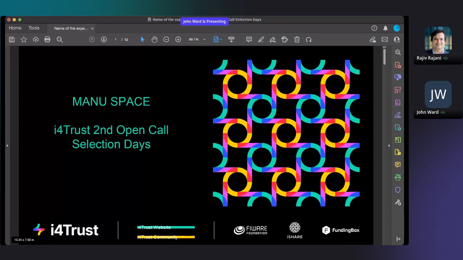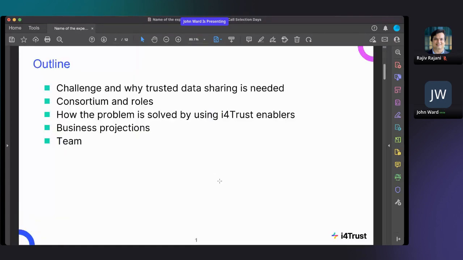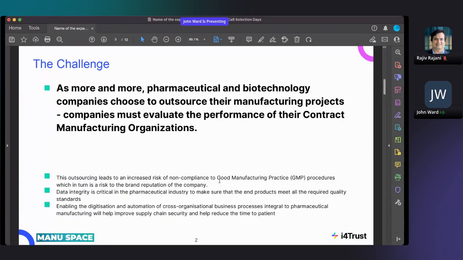Perfect. So I am John Ward from the ManuSpace Consortium. Our challenge is related to pharmaceutical and manufacturing. As more and more pharmaceutical and biotech companies choose to outsource their manufacturing projects, companies need to evaluate the performance of the contract manufacturing organizations who they outsource to. Now, this outsourcing leads to all sorts of increased risk of non-compliance to procedures.